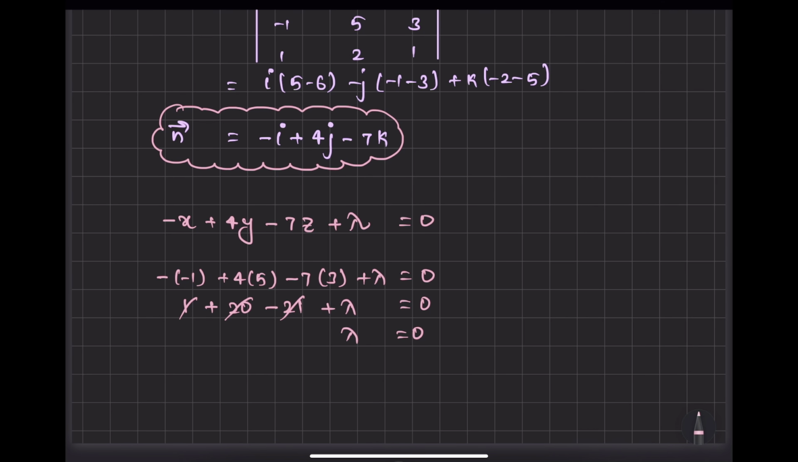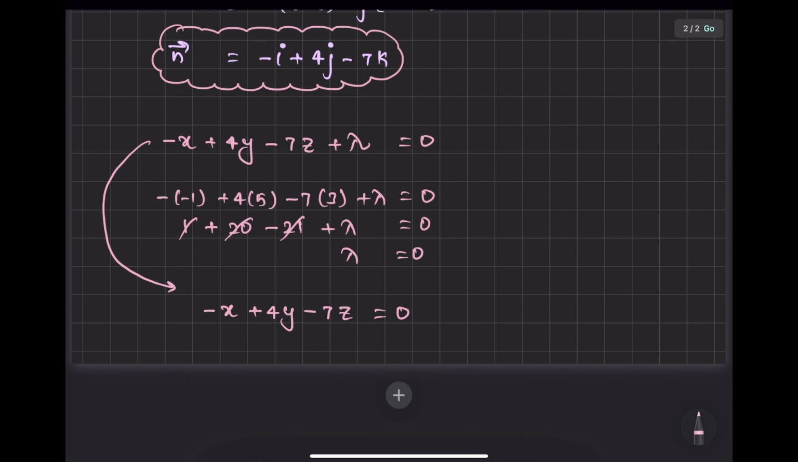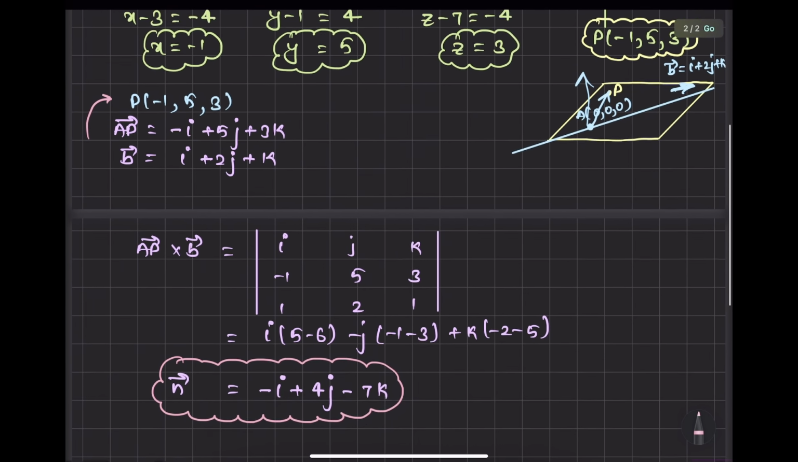Now you have to update the equation. So it will look like minus x plus 4y minus 7z, lambda is 0, so equals 0. You can multiply both sides by a negative. So it is x minus 4y plus 7z equals 0. Hence, the required equation of the plane which passes through the point P is x minus 4y plus 7z equals 0.